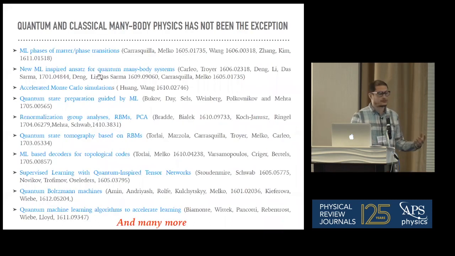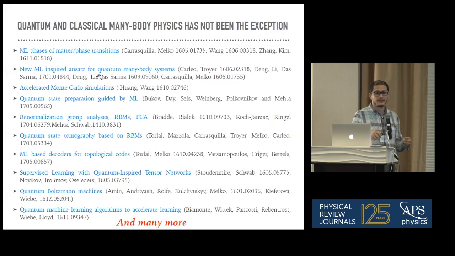So in physics, it hasn't been the exception. There's a lot of work happening right now in this area, in different branches. So machine learning, phases of matter, phase transitions, and so on. There are new neural-network-inspired ansätze for quantum many-body systems, which I will discuss briefly. The acceleration of Monte Carlo simulations by Lei Wang and some others here in the room. Quantum state preparation, renormalization group analysis, PCA and so on.